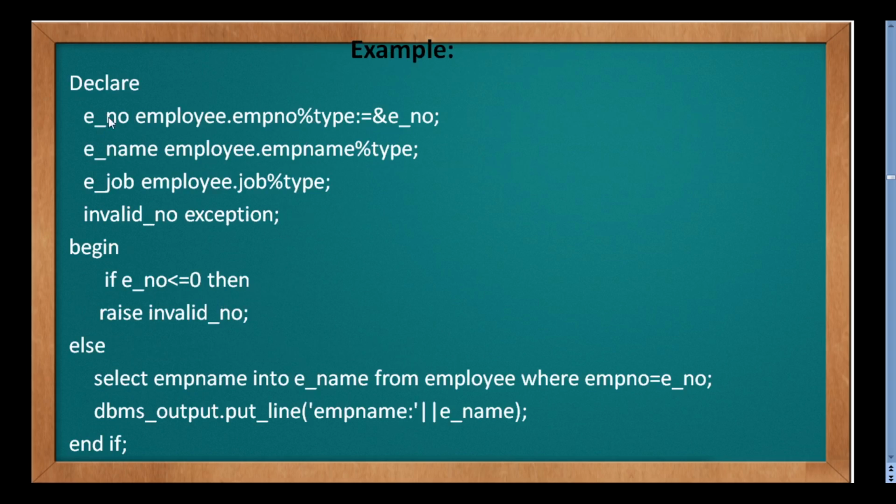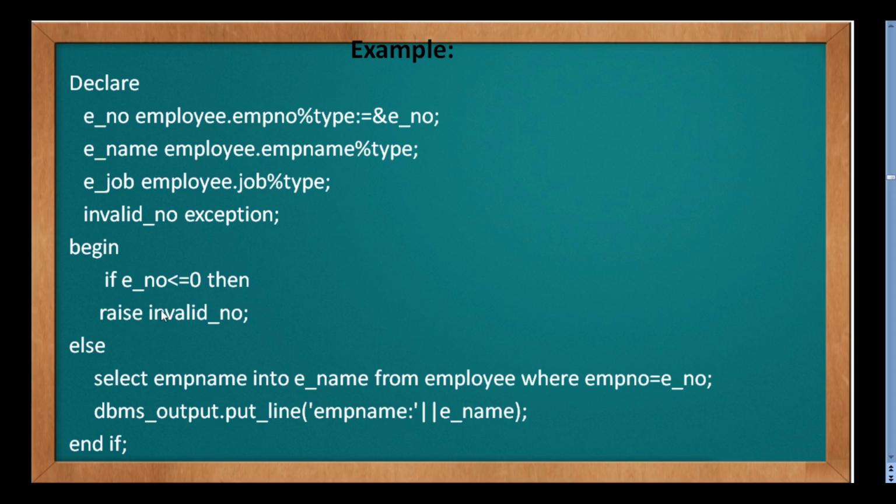So declare. Here I declared 3 variables of percentage type, and I want to read the employee number value at runtime. Just see this sentence. I want to declare my exception name as invalid underscore number exception. This is our own exception name, and in the begin section, if you enter the employee number less than or equal to 0, then raise invalid number exception.